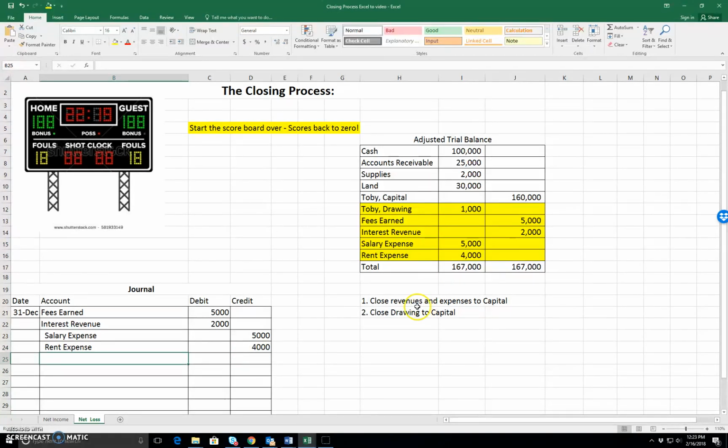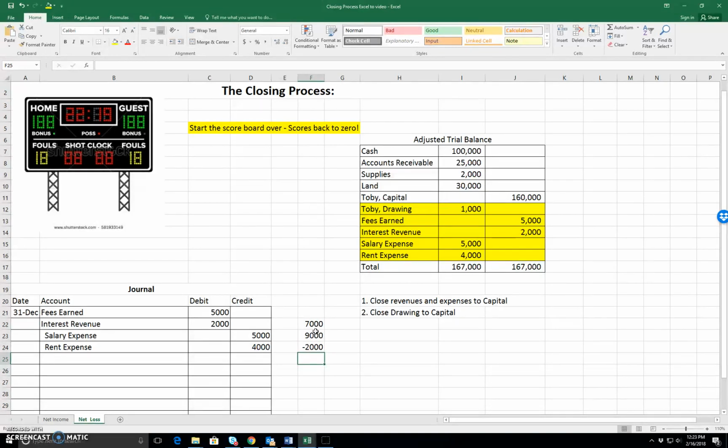Now I'm at the step where I need to close my revenues and expenses to capital. That means I need to transfer the amounts in these revenues and expenses to capital. So if I look and see what I have in fees earned and interest revenue, it's $7,000. And my total expenses right now are $9,000. So I can see that I'm in a net loss situation because I have more expenses than I have income. So I have a net loss of $2,000.